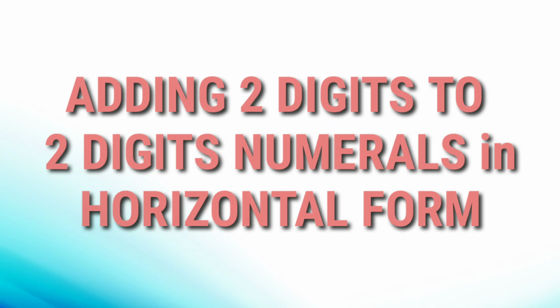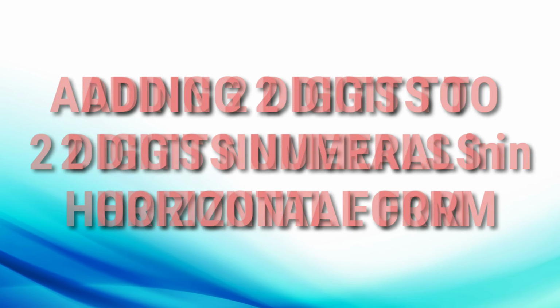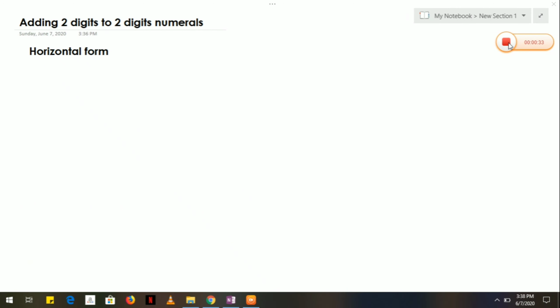Now, we will add again two-digit numerals to two-digit numerals by using horizontal form. Horizontal form means the numbers or numerals are written from left to right. Again, let's try an example.